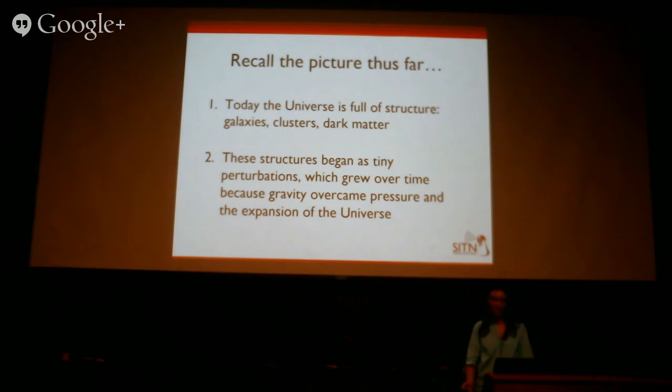When we look around today, we see a universe full of structure and order. We see galaxies which cluster together in these superstructures, and we know that most of these galaxies are made of dark matter, but there's also visible matter like stars and gas and human beings. And then Zach told us how these structures began as tiny perturbations, tiny hot and cold spot variations in the universe. And then these teeny tiny little differences grew over time due to the interaction between gravity and pressure, and of course the universe expanding.